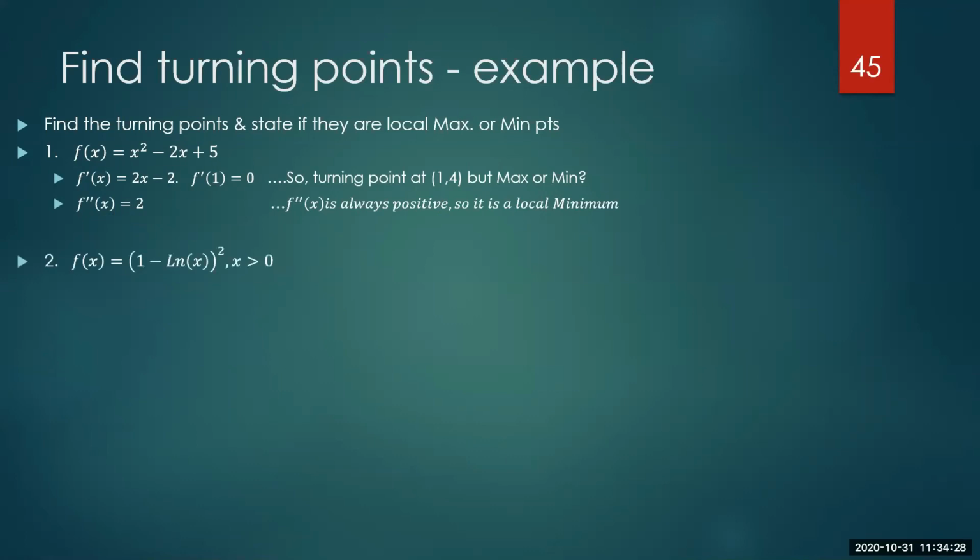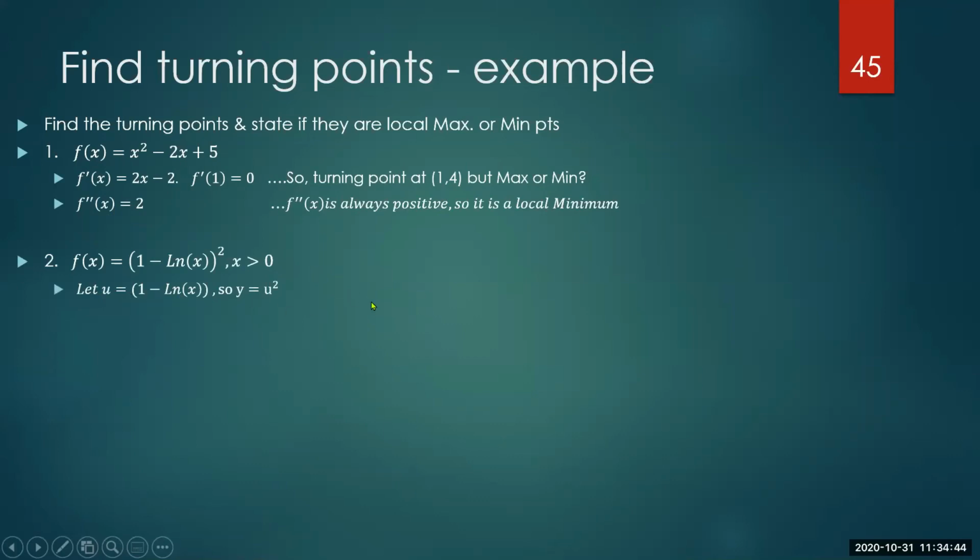So here's another example then, a little bit more complex this time. f of x is equal to (1 minus the natural log of x) all squared, and x is greater than 0. Okay. So we use the chain rule again.